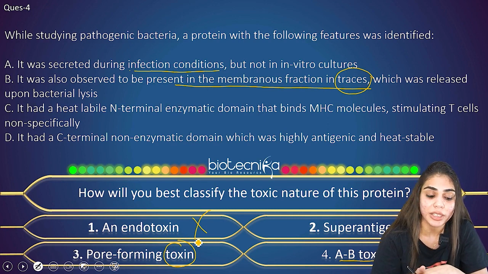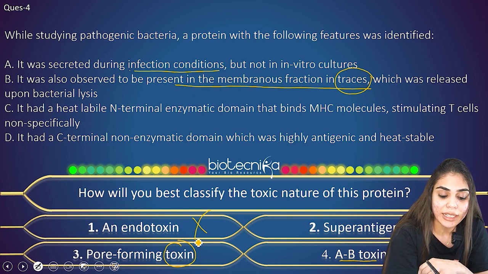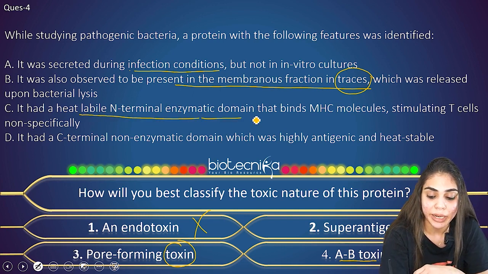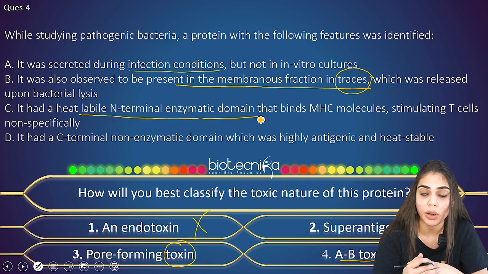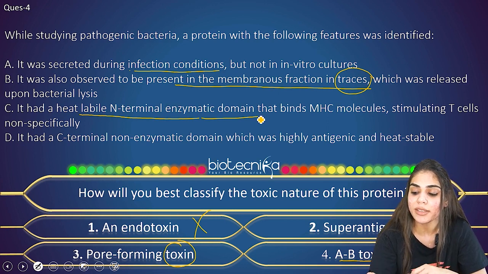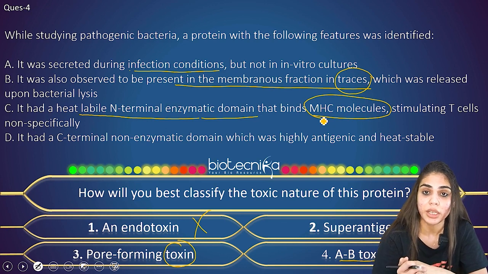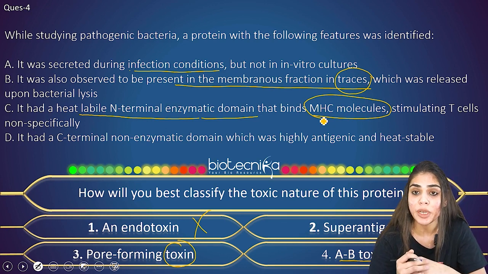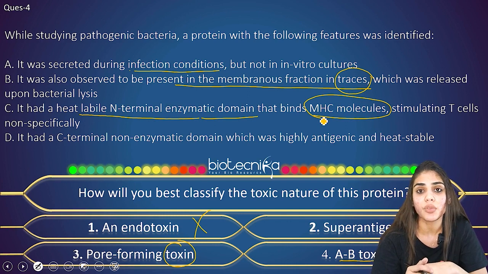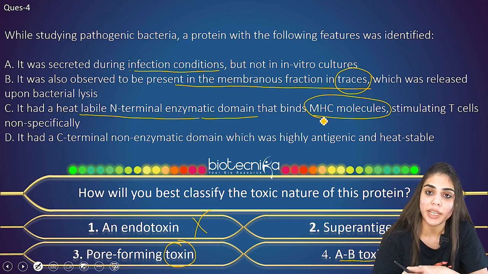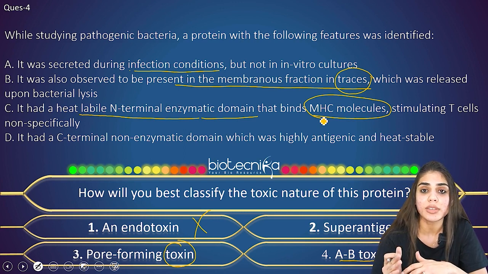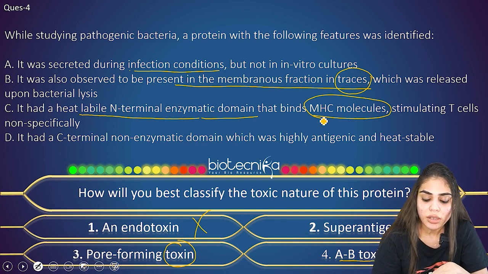Now let's come to the third statement. It had a heat labile N-terminal enzymatic domain that binds MHC molecules. This is the hint they have given in this statement. If you see the AB toxin action, it doesn't involve any kind of MHC molecule. It just causes cholera and diphtheria kind of diseases, where the A part is released and enters into the cell. And pore forming toxin also doesn't bind to MHC.